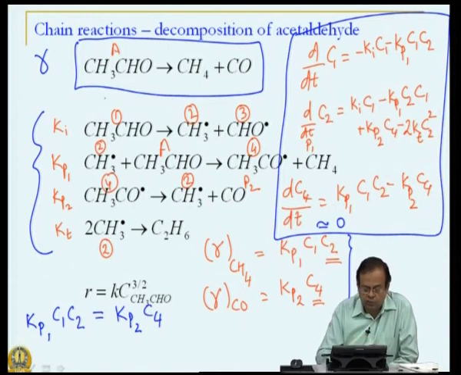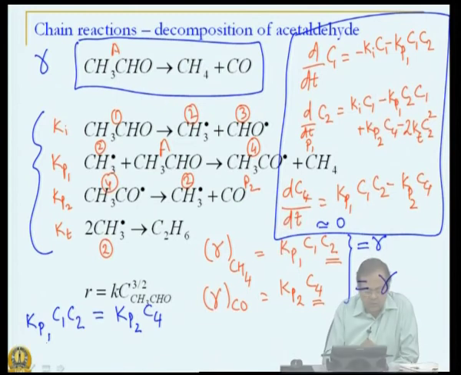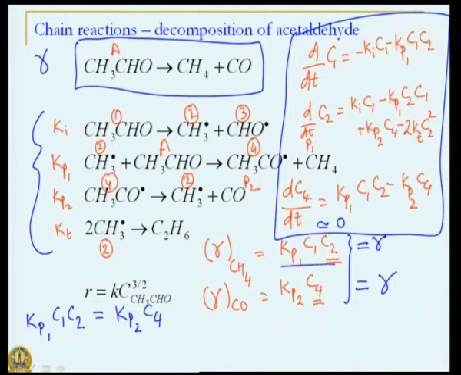So, RCH4 must be R. Similarly, RCO2 must also be R. So, this is R, this also is R, and this approximation tells us that indeed that is the correct case. That is, Kp1 C1 C2 is the same as Kp2 C4. That means both these are equal, and we call that R. So, that is a good sign that our assumption is a good assumption.